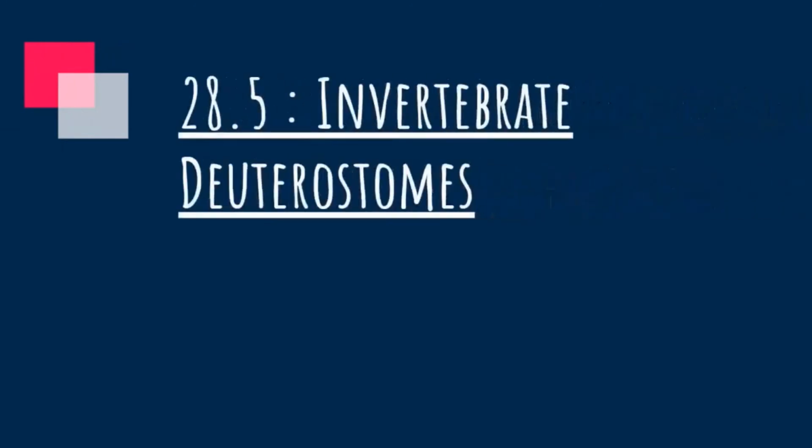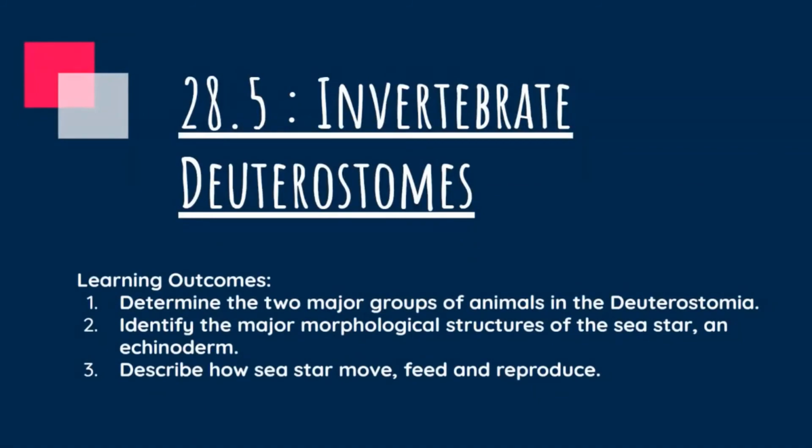So I will proceed with our last subtopic in this chapter 28, which is Invertebrate Deuterostomes. Upon completion of this section, we should be able to determine the major groups of animals in the Deuterostomia. Second, identify the major morphological structures of the sea star, which is an echinoderm. And lastly, describe how sea stars move, feed, and reproduce.